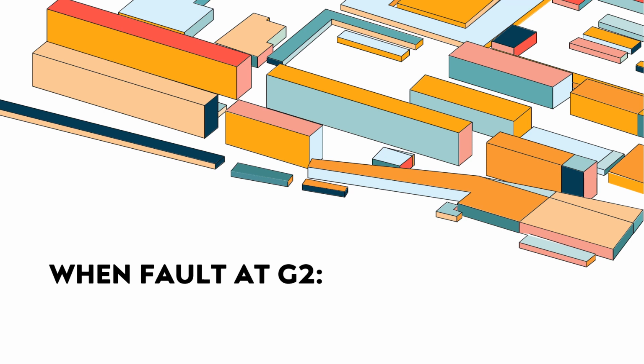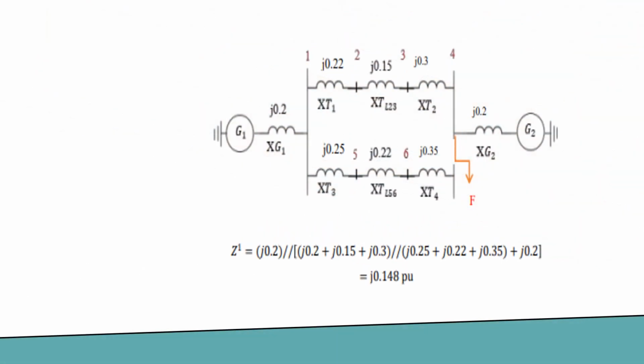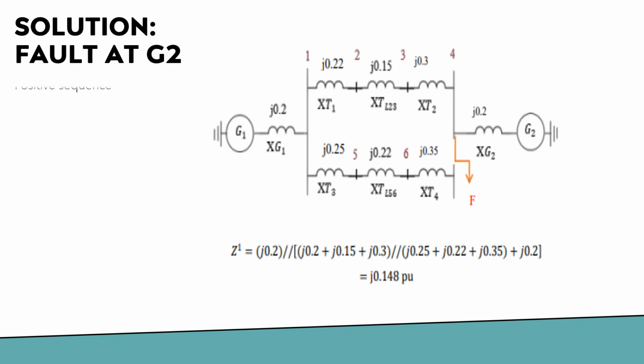Now, what happens when the fault is at generator 2? Firstly, we need to find the positive sequence. The positive sequence is the sequence A, B, C. So now the fault is at generator 2. To find Z1, we need to parallel bus 4 and generator 2. From that, we got j0.148 per unit.